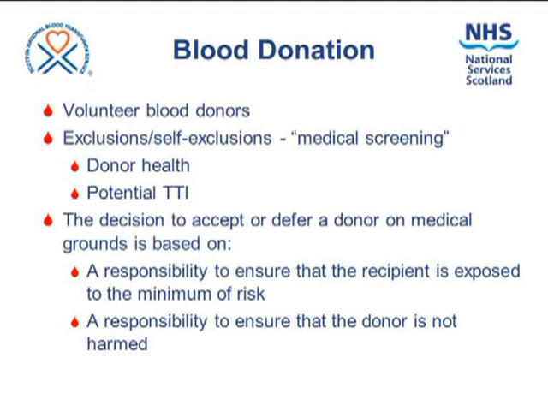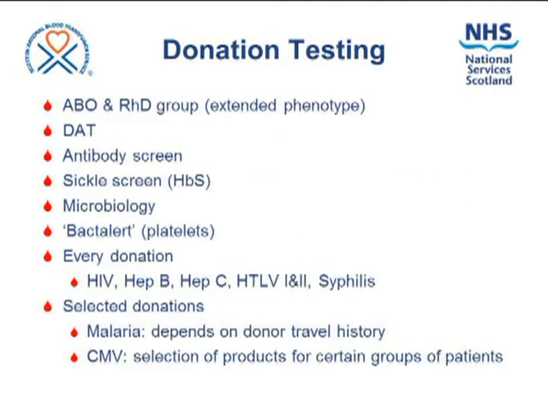Some other exclusions apply to donors, and that includes things like pregnancy, cardiovascular disease and epilepsy. Each donation is tested to determine the ABO group and the RHD blood group. Further screening is undertaken, including direct antiglobulin testing, which is sometimes referred to as a Coombs test.